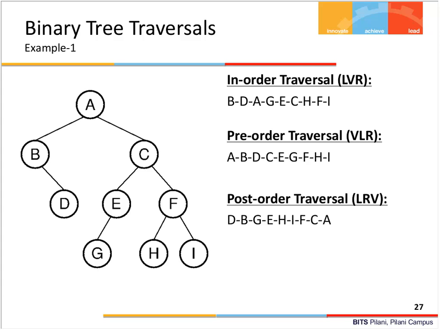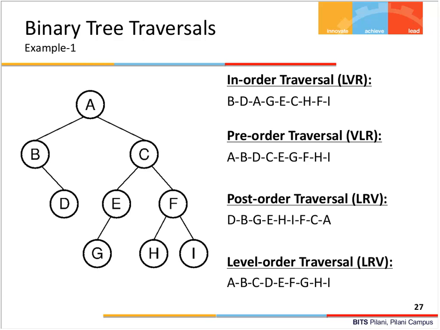Now, what about the level order traversal? It's a very simple one, as I mentioned. Starting from the root, left to right, one level at a time. So it will be A, B, C, D, E, F, G, H, I. You process A, which is at level 1. Then you come to level 2, left to right, B, C. Then level 3, left to right, D, E, F. Then level 4, left to right, G, H, I. So this is also an important traversal which is utilized at a few places.